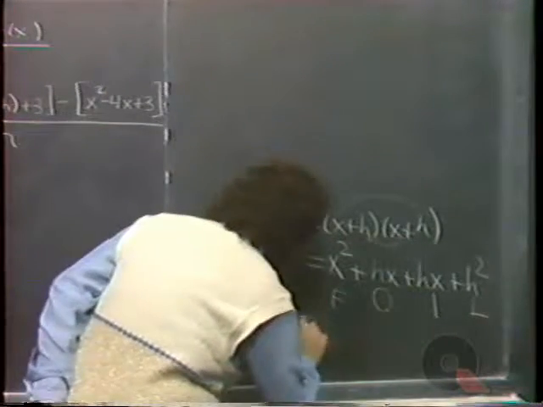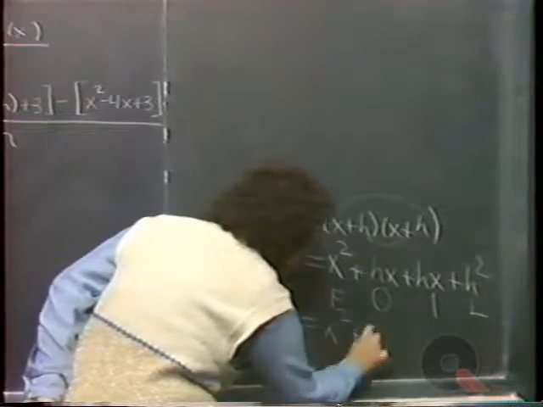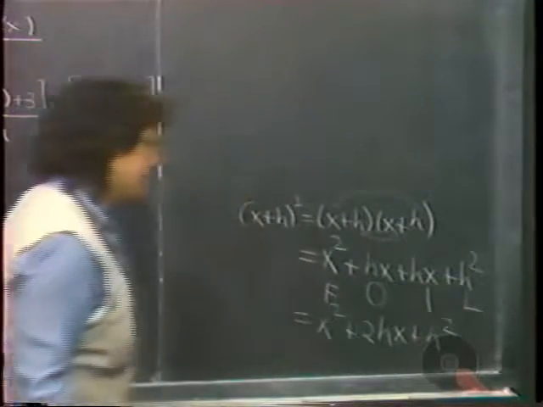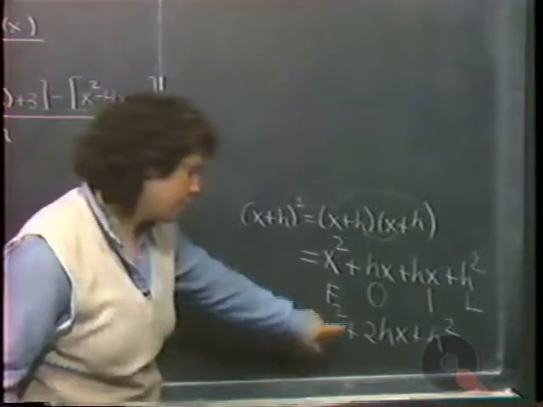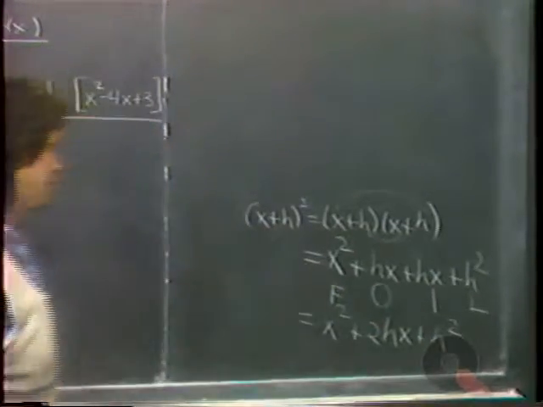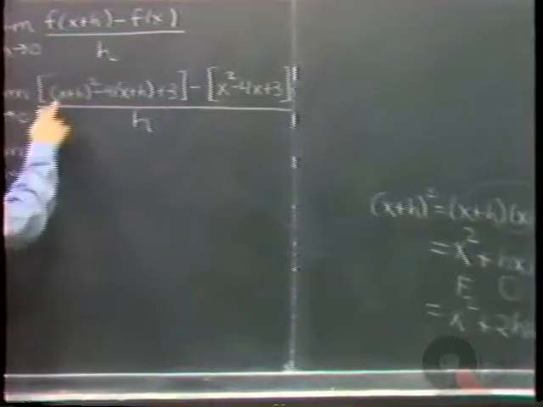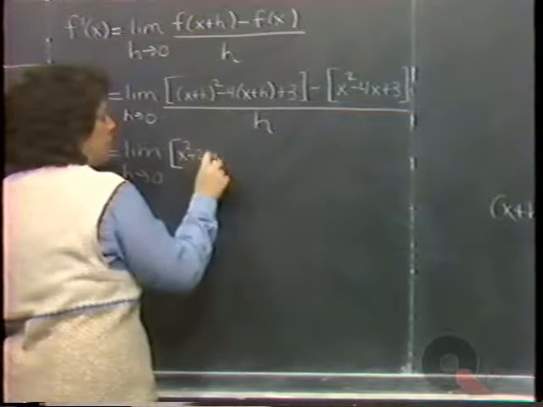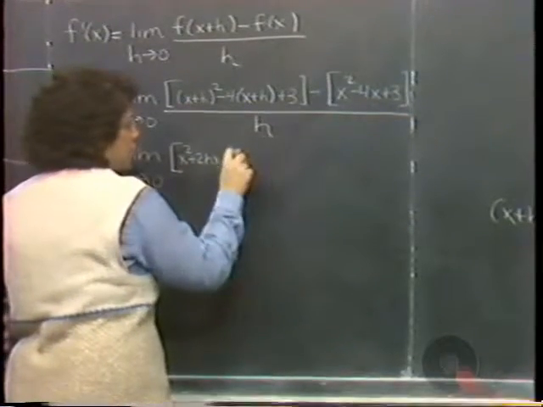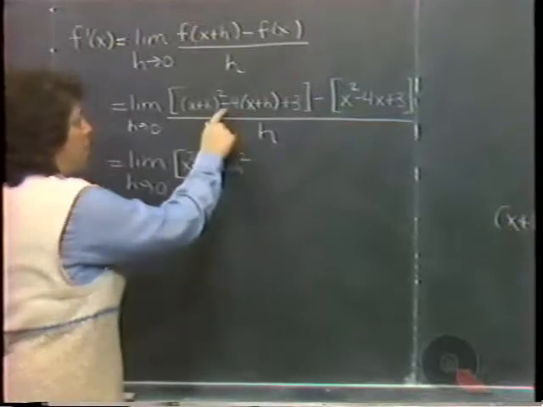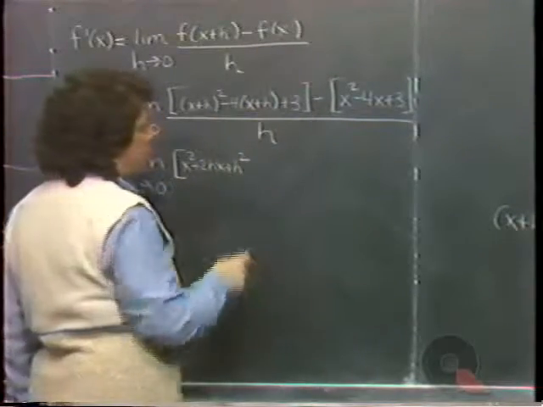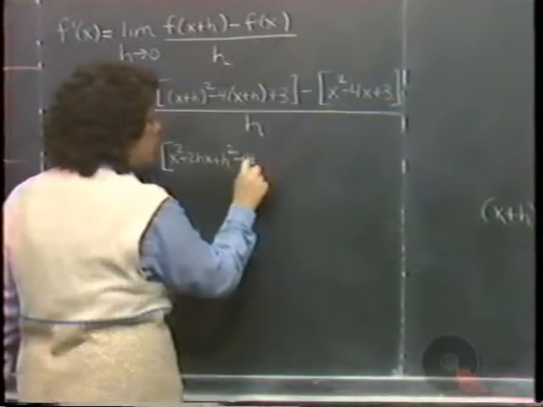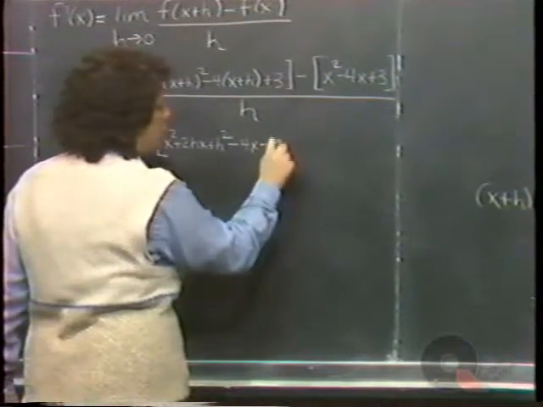So x plus h squared is going to be x squared plus 2hx plus h squared. So let's write that in here. X plus h quantity squared is x squared plus 2hx plus h squared. Now, minus 4 times x plus h in parentheses. The minus 4 must be distributed through the parentheses to give us minus 4x minus 4h.